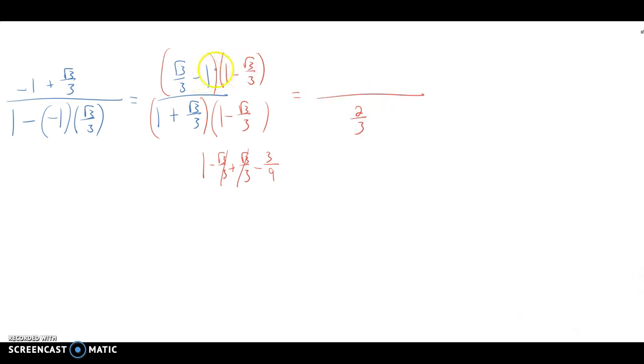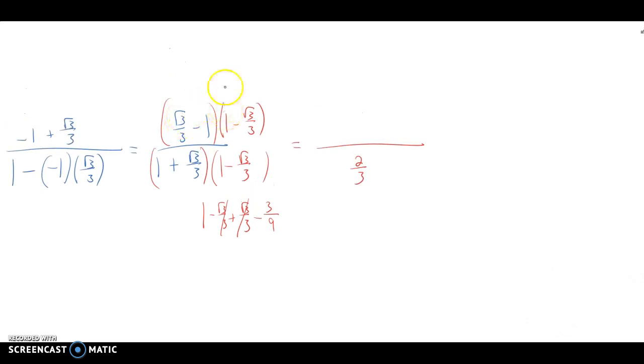Up in the numerator, these two terms are not conjugates of each other. When we multiply them out, we might very well have a radical in them. So multiplying out that numerator, root 3 over 3 times 1 is root 3 over 3. Root 3 over 3 times negative root 3 over 3 is negative 3/9. We just did that in the denominator. Negative 1 times 1 is negative 1. Negative 1 times negative root 3 over 3 is positive root 3 over 3. There are no opposites here. In fact, the root 3 over 3 and root 3 over 3 combine to give us 2 root 3 over 3. Negative 1/3 minus 1 is negative 4/3.